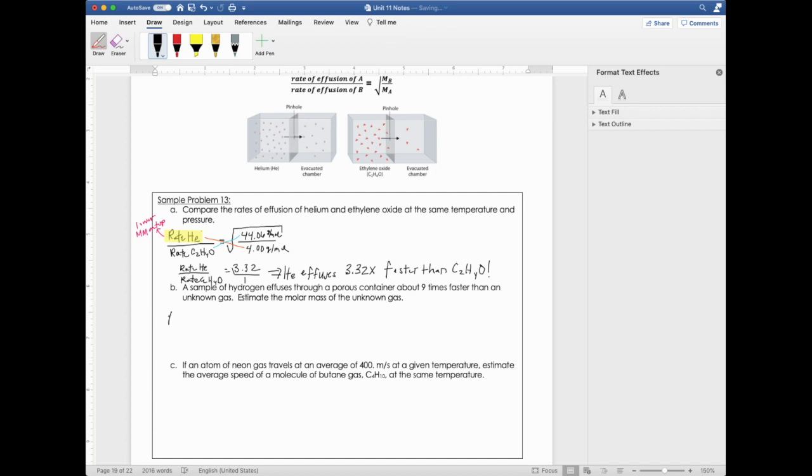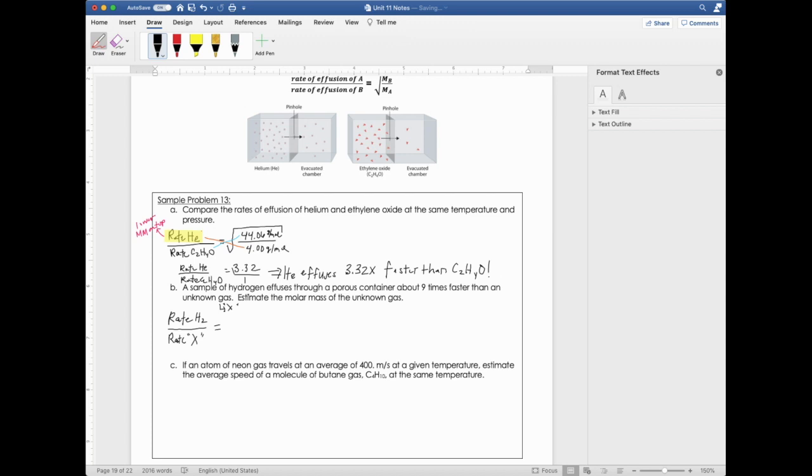My rate, the lower molar mass would be hydrogen. So my rate of hydrogen over the rate of some unknown. We'll say that the unknown is x, so rate of x. And this problem is telling us that hydrogen effuses 9 times faster than the unknown gas.